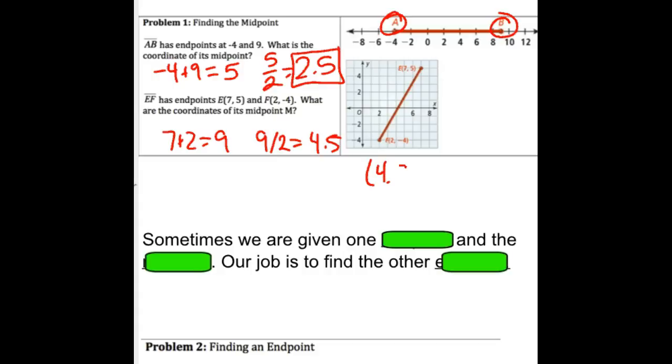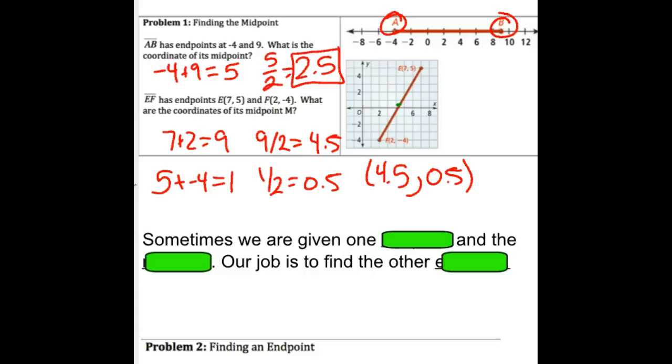So we have the beginning of that, 4.5 for our coordinate. We do the same thing with the y values, 5 plus -4. 5 plus -4 is 1. 1 divided by 2 is 0.5. We have 4.5, 0.5. If you want to graph that, you can see that here it's going to be 1, 2, 3, 4.5, 0.5. The midpoint will be about right there. This is the basic way of setting up and finding the midpoints.